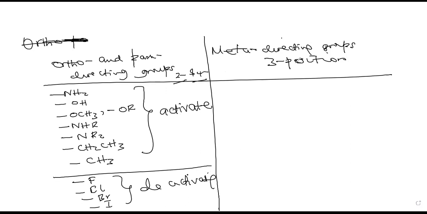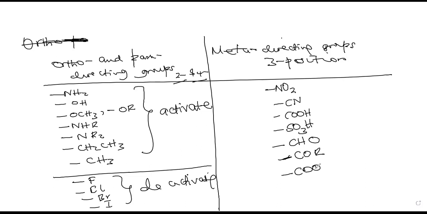Then for the deactivating groups, I'll begin with the nitro group, which we have talked about. We shall have the cyanide, the carboxyl group, the sulfonate or hydrogen sulfate, the aldehyde group, and the ketone group, which can be as big as that. So these ones are deactivating, and they are meta directing.